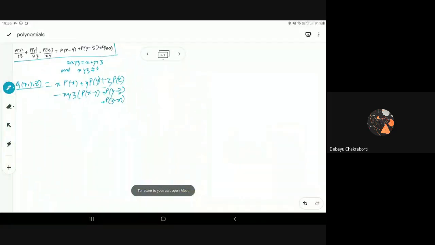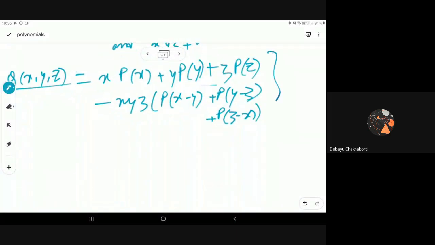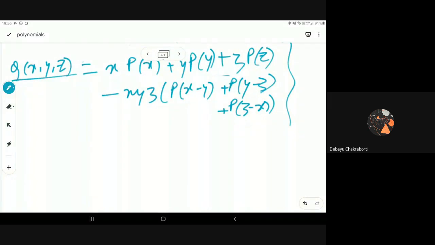Okay, do you see the screen now? Yes. Okay. So if you look at a three variable polynomial, say Q(x, y, z), that's equal to x into P(x) plus y into P(y) plus z into P(z) minus xyz into the RHS. Basically xyz times LHS minus RHS, right? So what can you say about this polynomial?